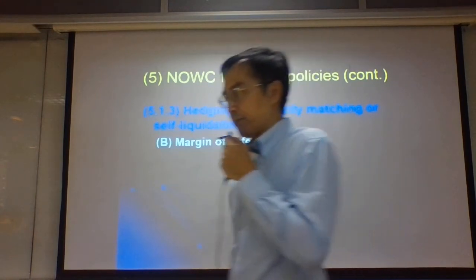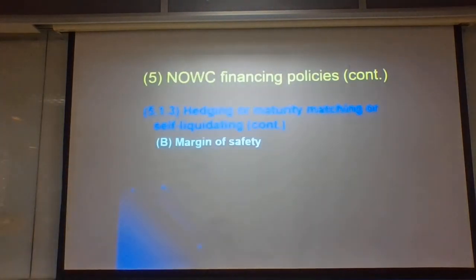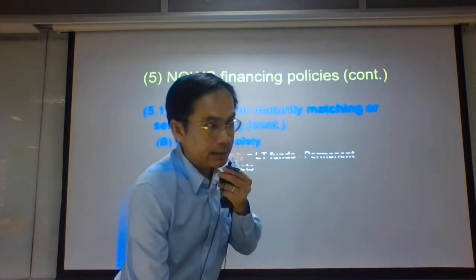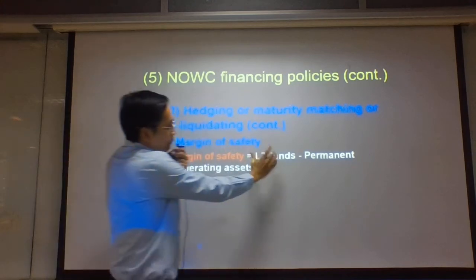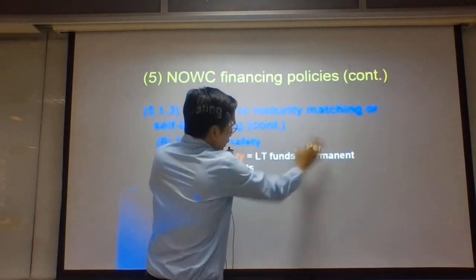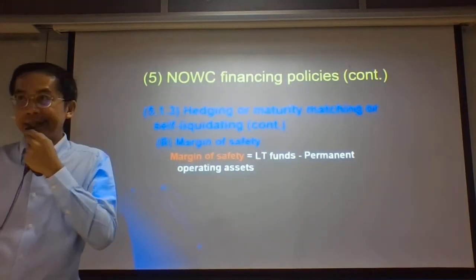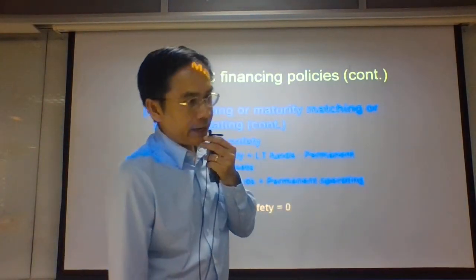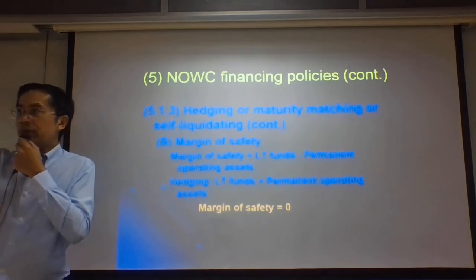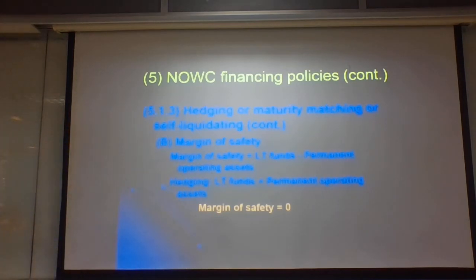Margin of safety. Would you like to guess? 0. Because now you have exactly the same numbers. The total amount of long-term funds and the total amount of permanent operating assets are exactly the same. Therefore, the margin of safety in this case is equal to 0. Put in other words, there is no margin of safety.